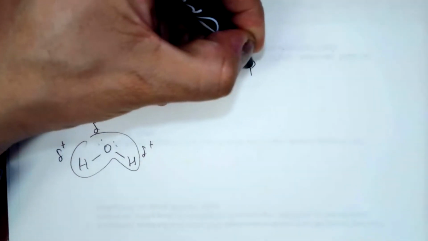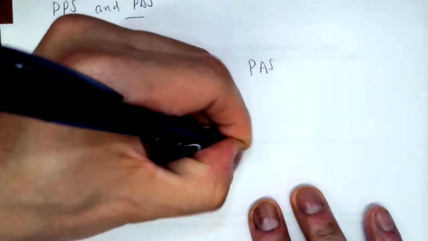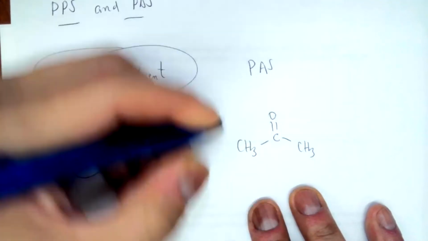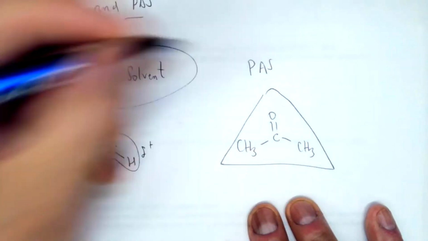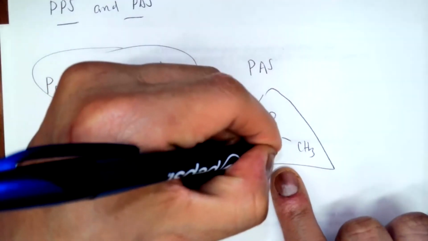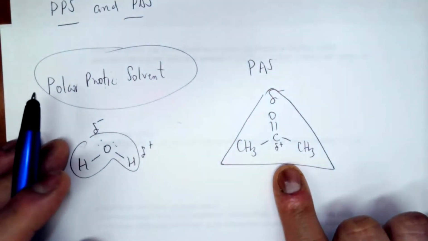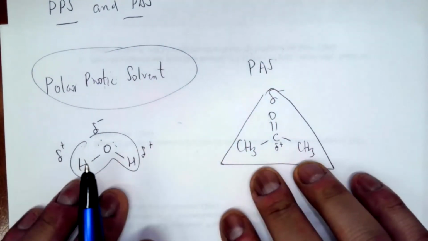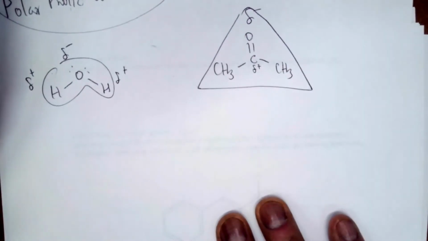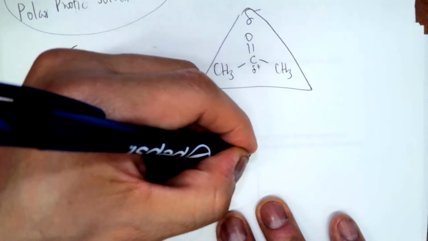A polar aprotic solvent, which is PAS, is actually not like this. A polar aprotic solvent is acetone, for example. If you look at acetone, where are the delta plus and delta minuses? The delta plus is inside of the molecule and the delta minus is on the outside. Do you see any difference between these two? Another example of PAS is DMF, dimethylformamide.